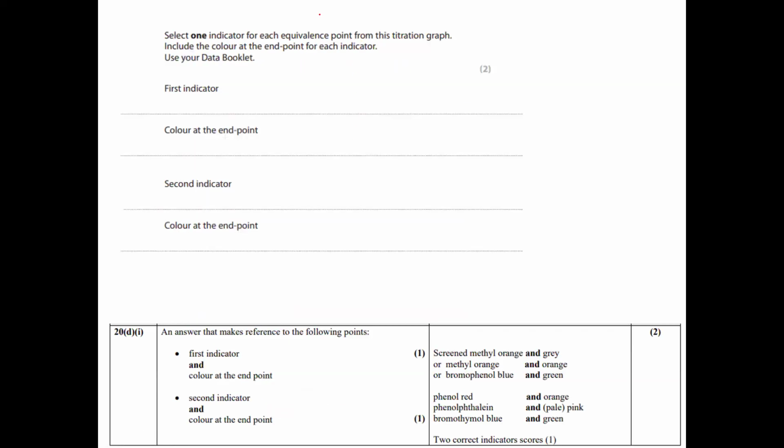So for the first one, the best indicator is methyl orange. So you can write the indicator as methyl orange. We know that for methyl orange, roughly as I remember, the pH range is 3 to 5. That's why we use methyl orange, for its color-changing pH value. The color change at the end is orange, since methyl orange's endpoint color is always orange.